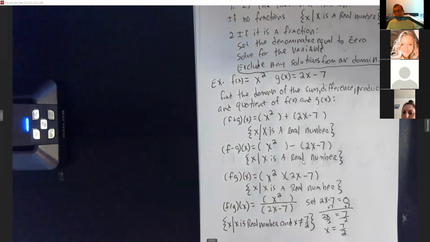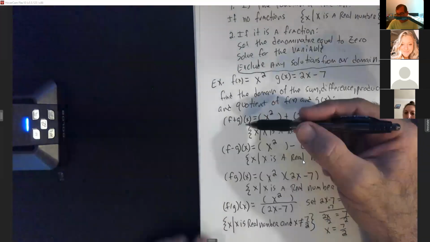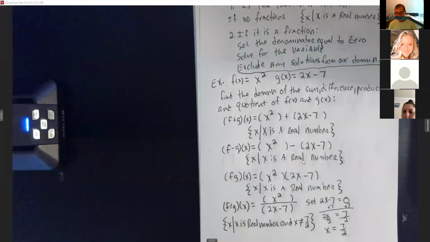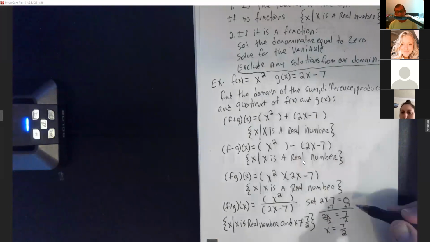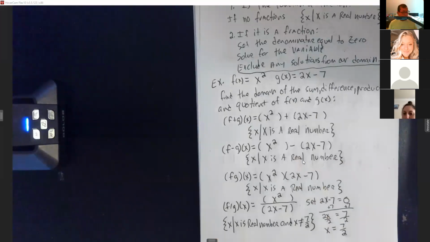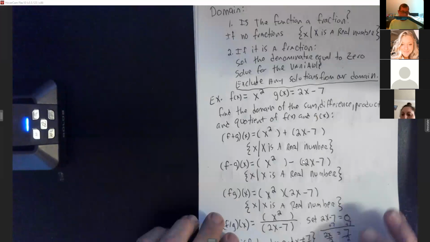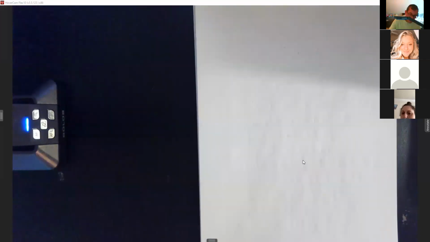So on these, I set them up and I look how they're going to look in the beginning, and then I determine whether I got a fraction or not. If I do have a fraction, I got to take that denominator, set it equal to 0, so I can find those numbers. So I'm going to do another one of these. These are pretty interesting. So let's go to my next example.